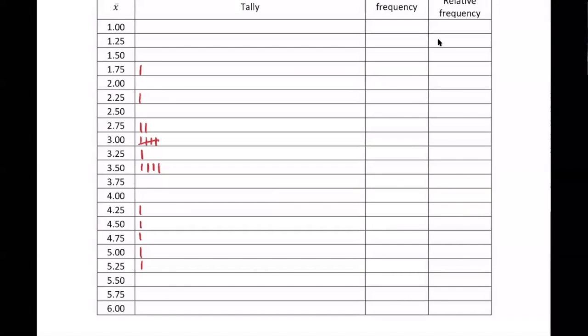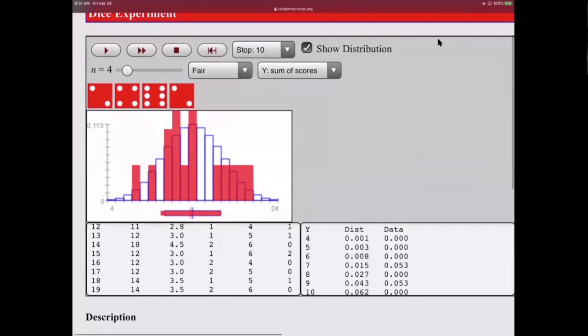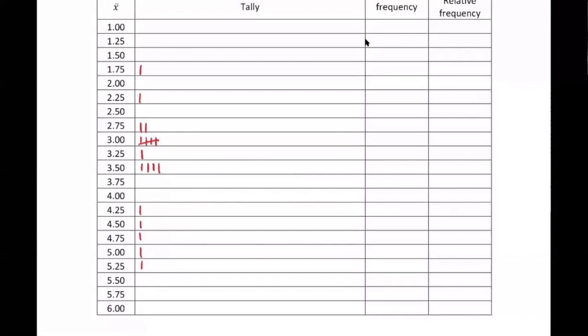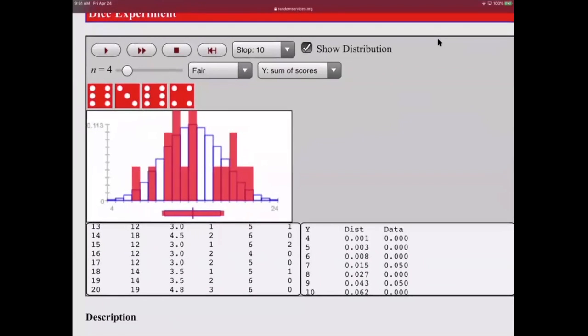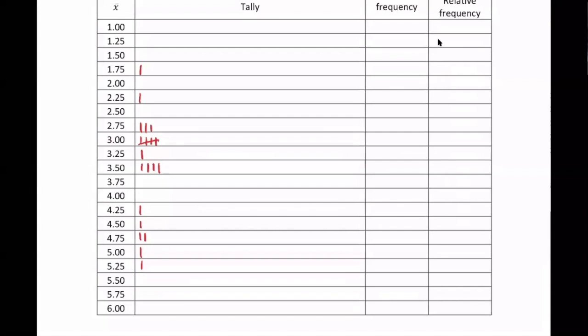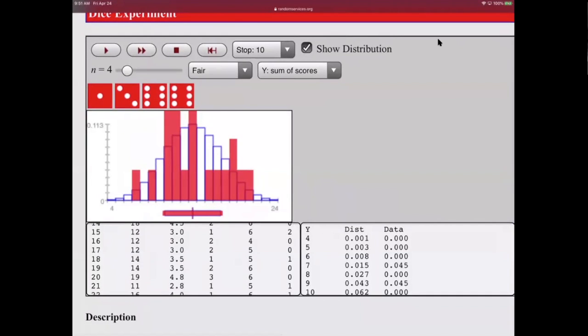Okay. Another one comes out as a 4.8. That's extreme. It's actually 4.75, remember. Next is a 2.8. That's actually a 2.75. Do it again. Now I've got a 4. That's extremely high.